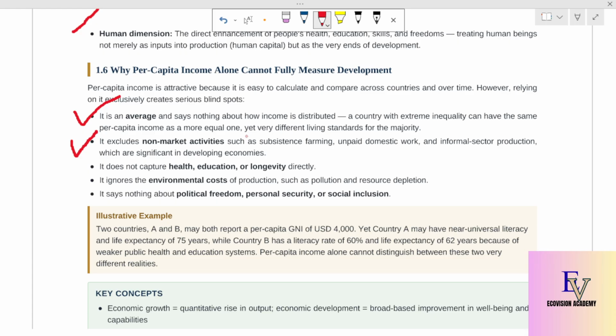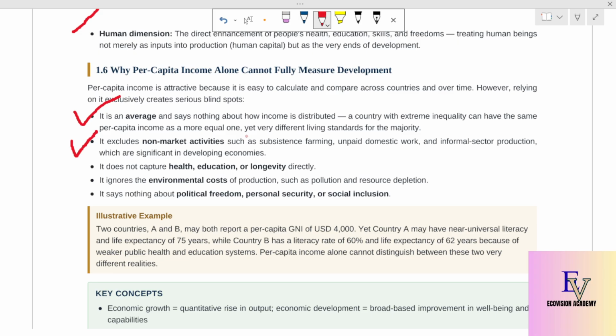Subsistence farming basically means, suppose you are living in rural India and you have a plot of land where you can just grow some paddy, some wheat, or any other crops. After growing them, you go to your plot of land and harvest them. After farming them, you are just consuming them by yourself and your family. It is being consumed by you and your family.